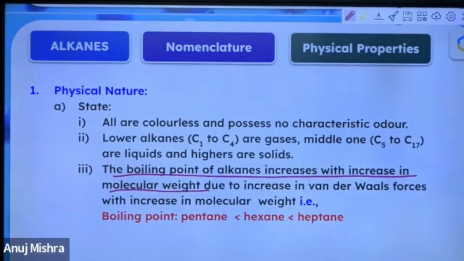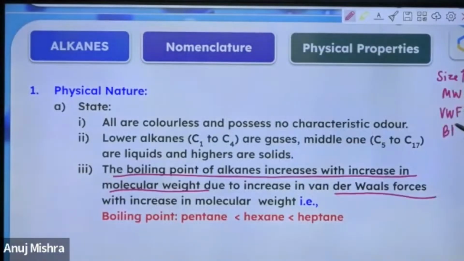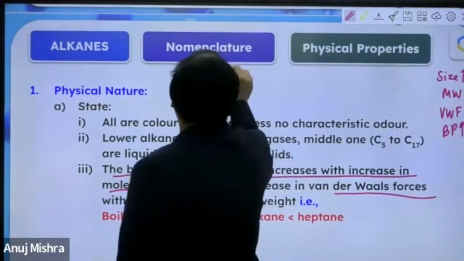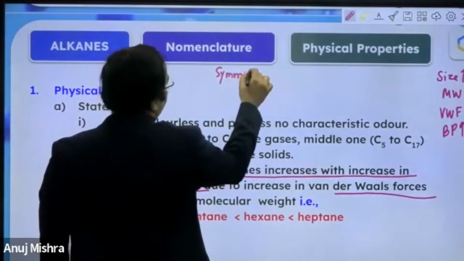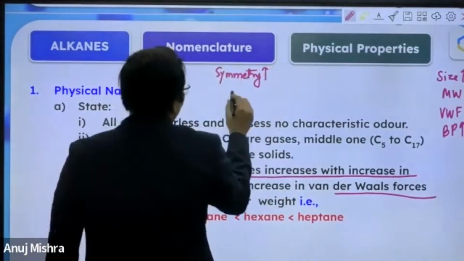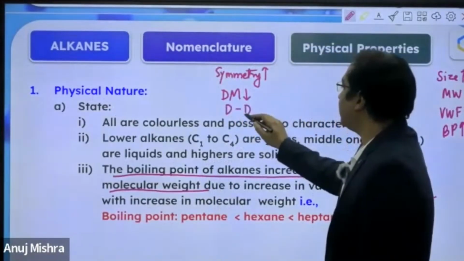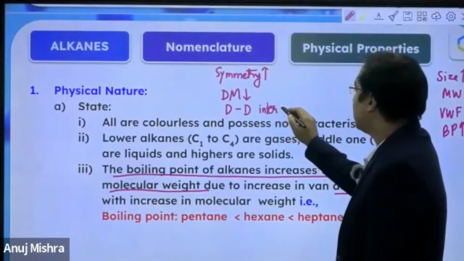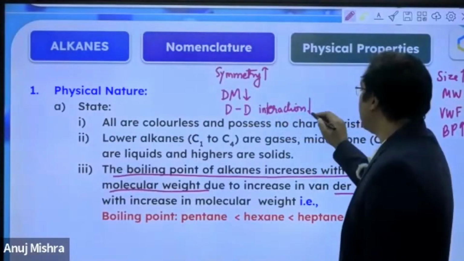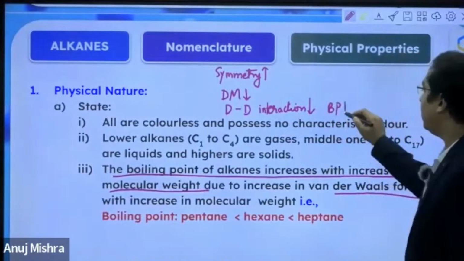Why? So the reason is van der Waals forces. So write down, if size of molecule will increase, molecular weight generally increases, van der Waals interactions will be more, boiling point will be more. Okay. If symmetry is increasing, then dipole moment will be lesser, then dipole-dipole interaction will suffer, and then boiling point will be low.